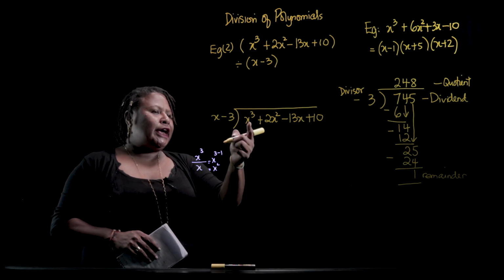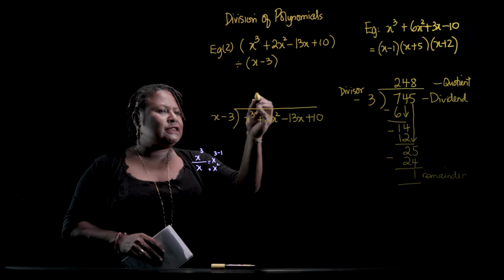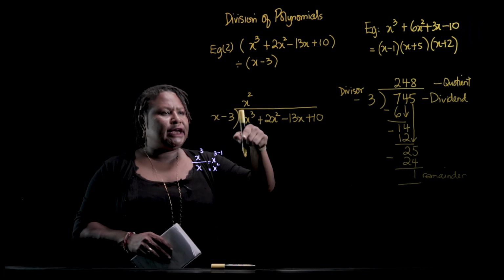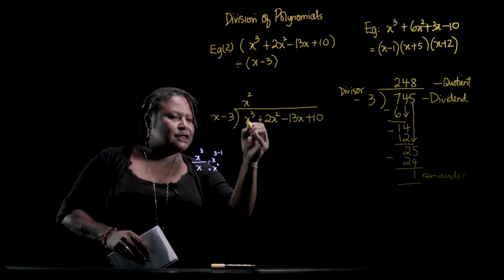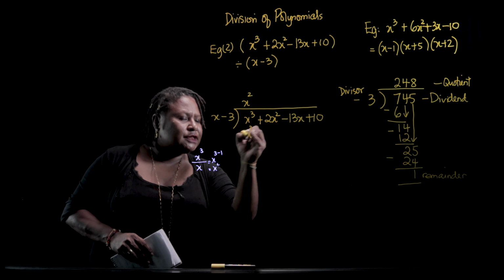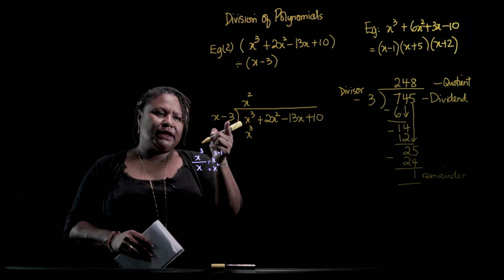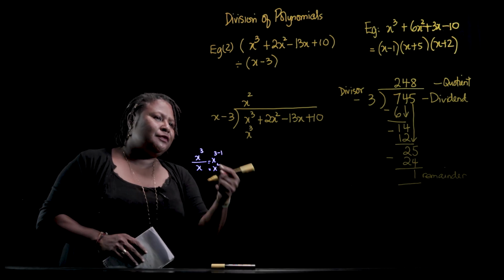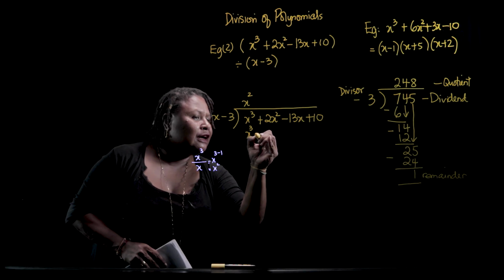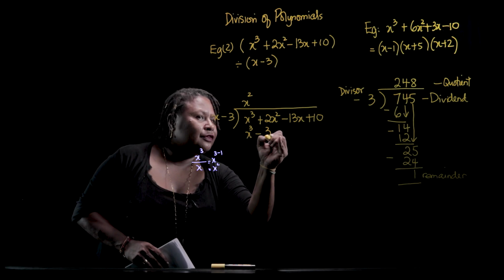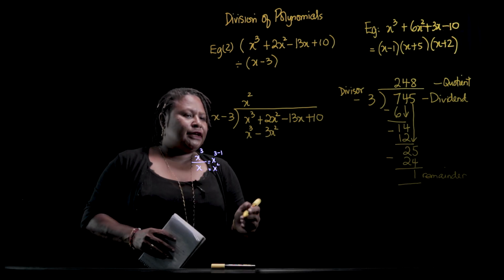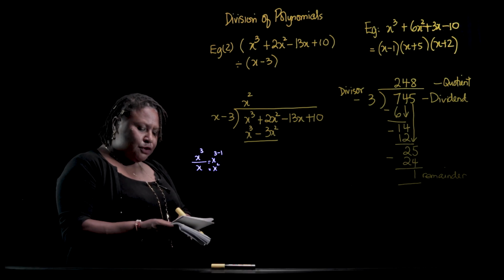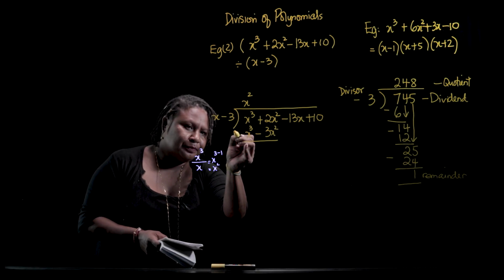Okay, so x cubed divided by x is x squared. Now we multiply this way. X squared times x will give us x cubed. And this is where the second term here is used. X squared times negative 3 will give us negative 3x squared. Okay? Once we have found that, we are going to subtract.